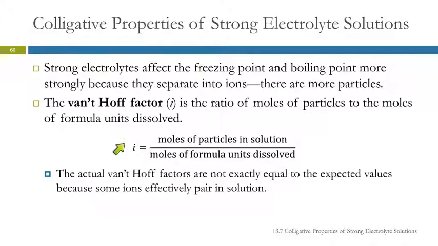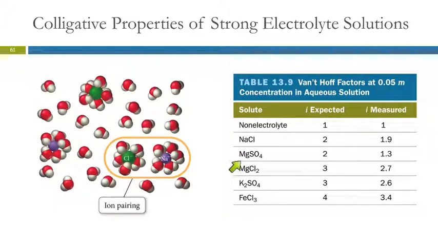But we can calculate an ideal Van 't Hoff factor by looking at the formula for the ionic compound. It's the moles of particles, so total number of cations and anions, divided by the moles of formula units. So if we look at sodium chloride, it has 2 ions in it, right? One positive cation and 1 negative anion. So we expect a Van 't Hoff factor of 2 moles of ions per mole of sodium chloride. So that's the expected. The measured is 1.9. It's close, but not exactly.